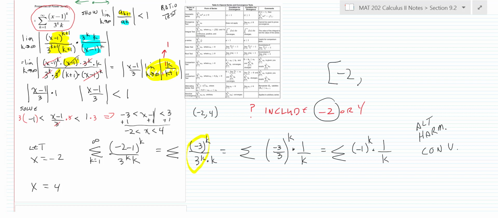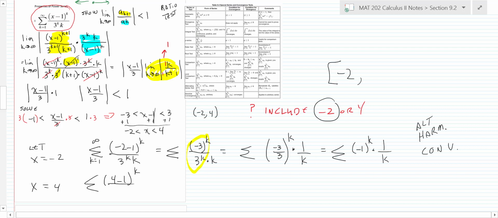Okay, now let's do the 4. Go back to the beginning, and we're just going to do the series. We plug in 4 minus 1 for x. So we have 4 minus 1, to the k, over 3 to the k times k. So that's the series with 3 to the k. Those do cross out, so we're left with this.